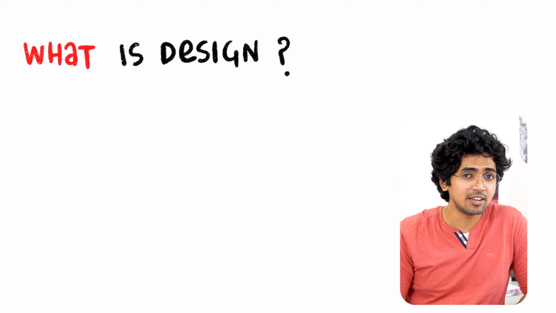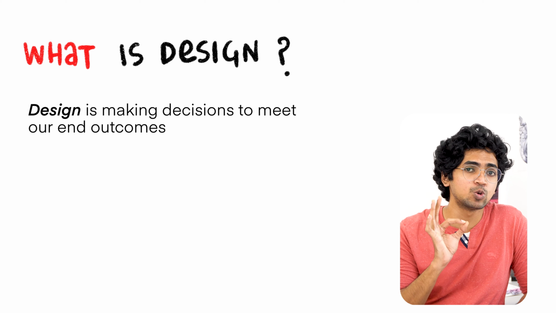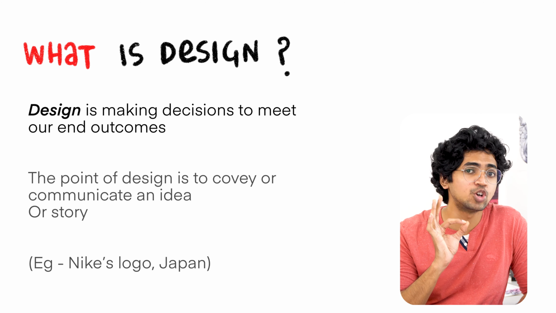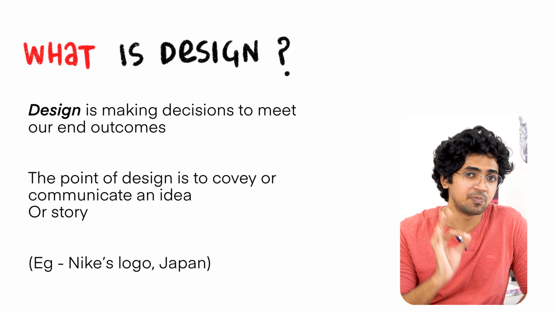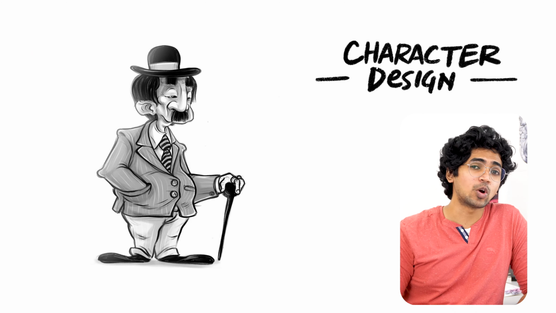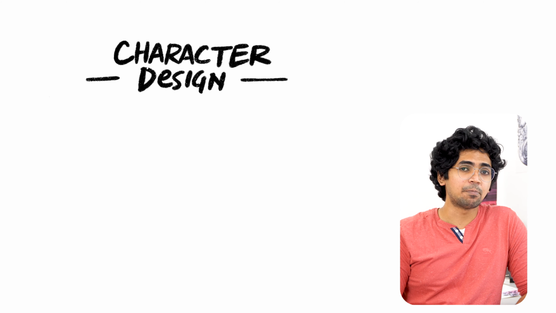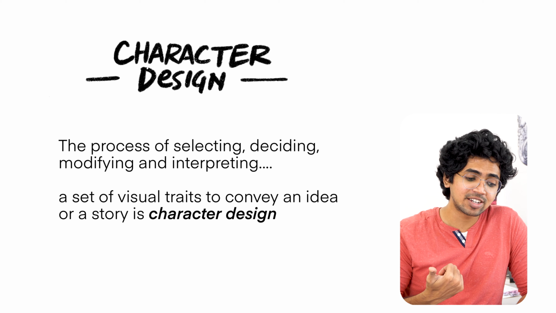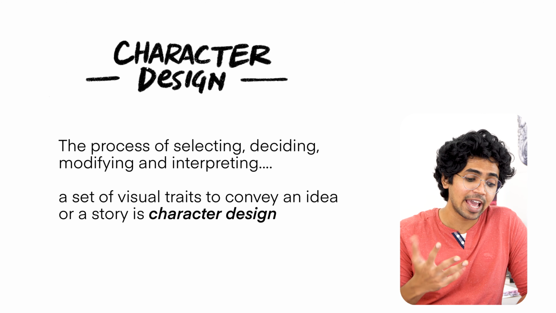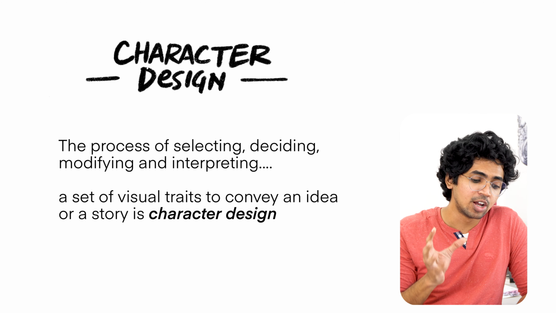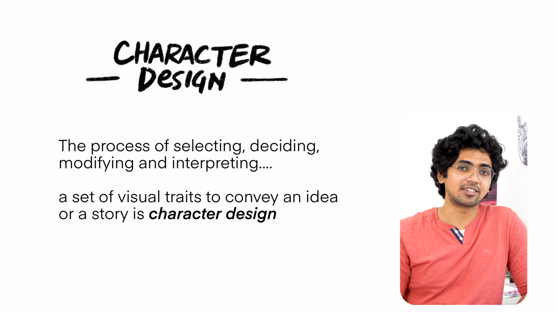So what is a design? You make a decision. You make multiple decisions, tiny individual ones. For what? To communicate the idea or the story in the best way possible. Now, with that said, this is what character design is. Character design is a process where you're selecting, deciding, modifying, and interpreting a set of visual traits to convey an idea or a story. That is character design.